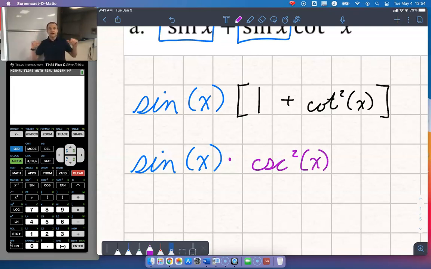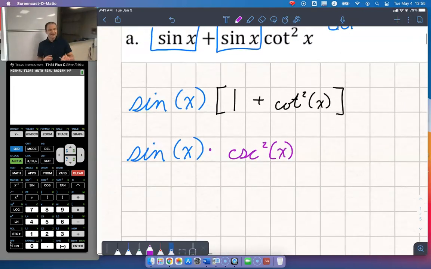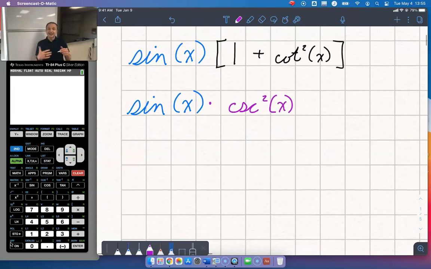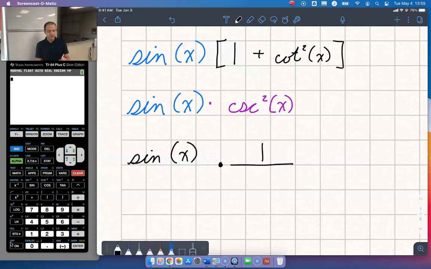You may go, okay, well, I'm done, because I did a GCF and I did Pythagorean identity, so I should be done, and you're not. Because I can simplify cosecant squared. I still have my sine of x. And another way of writing cosecant squared of x is to write 1 over sine squared of x.